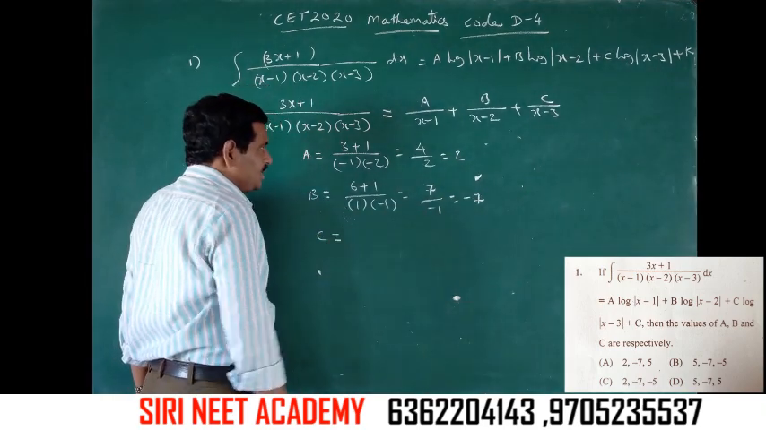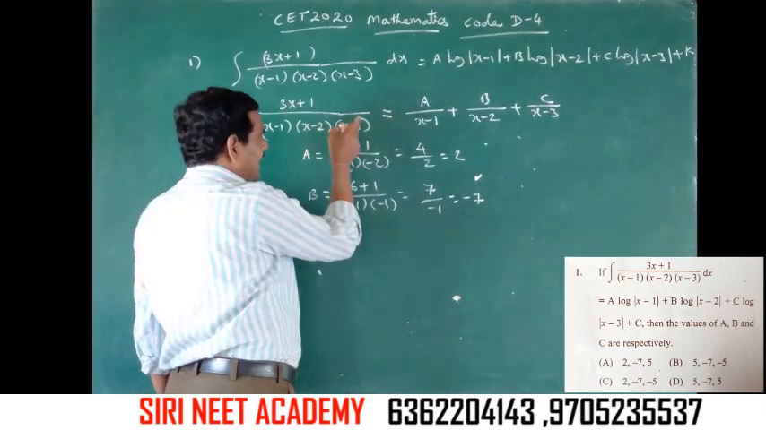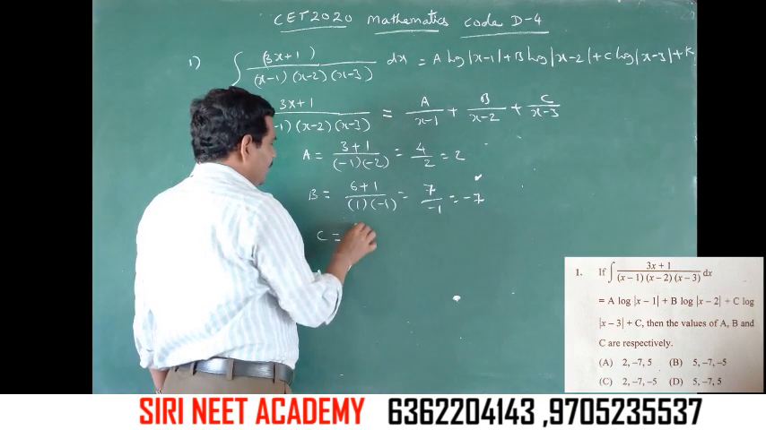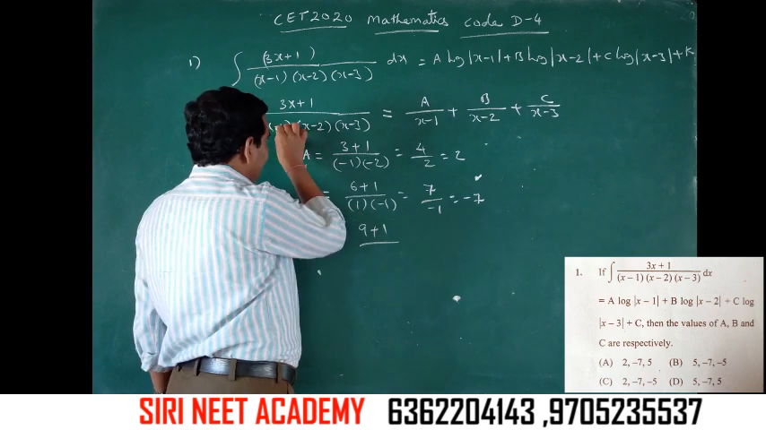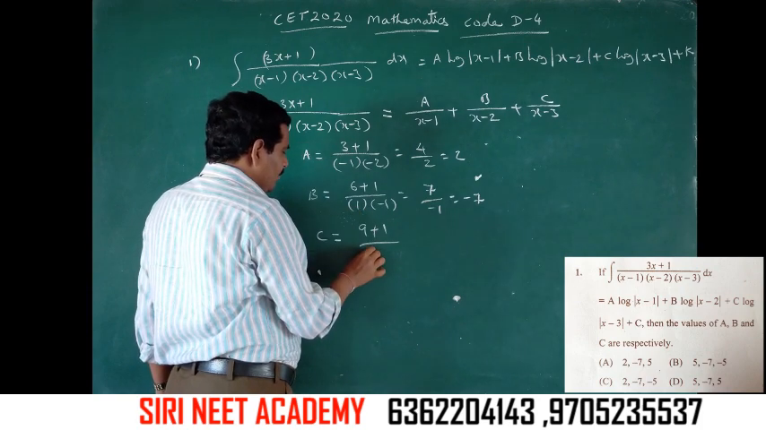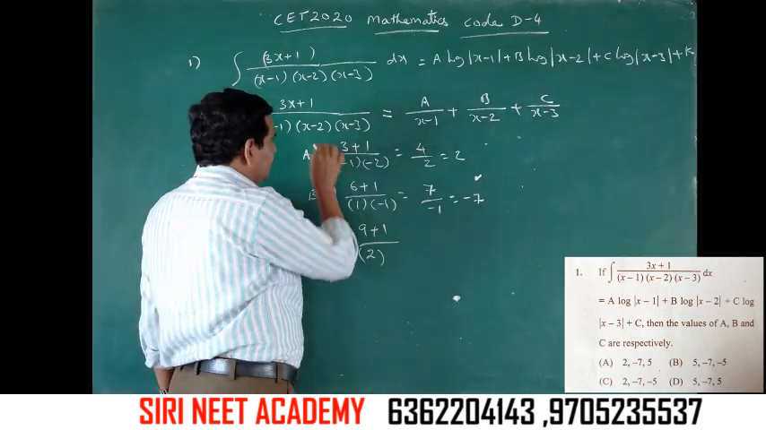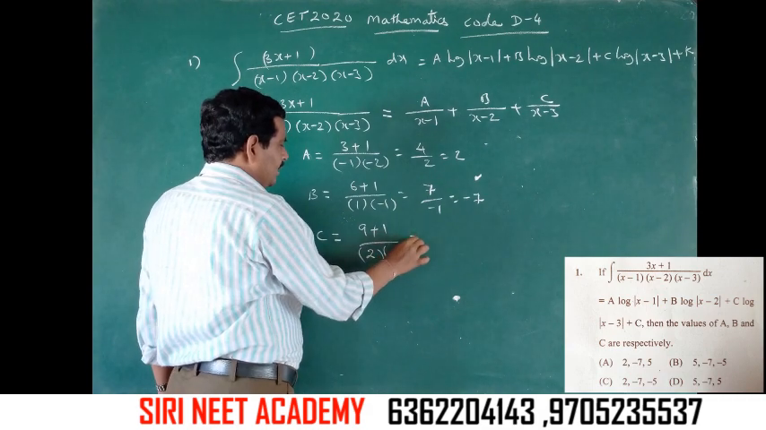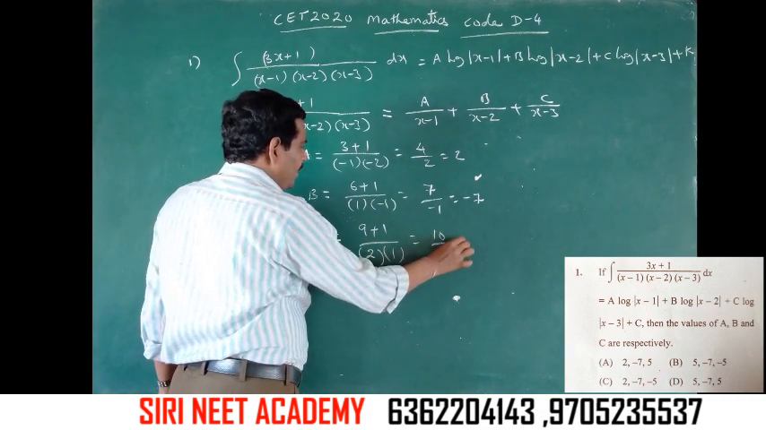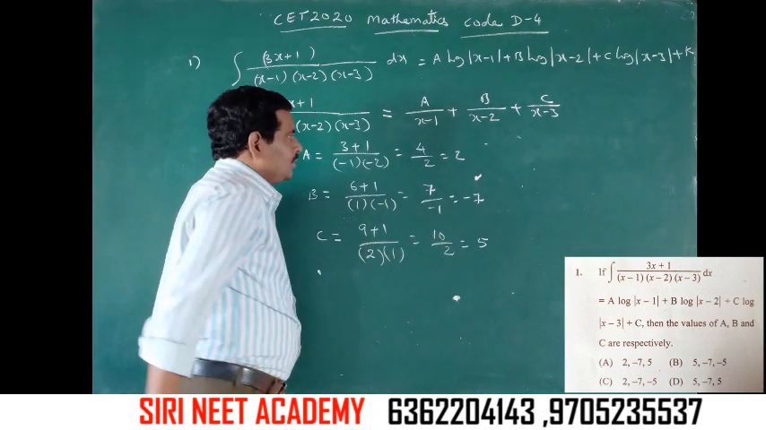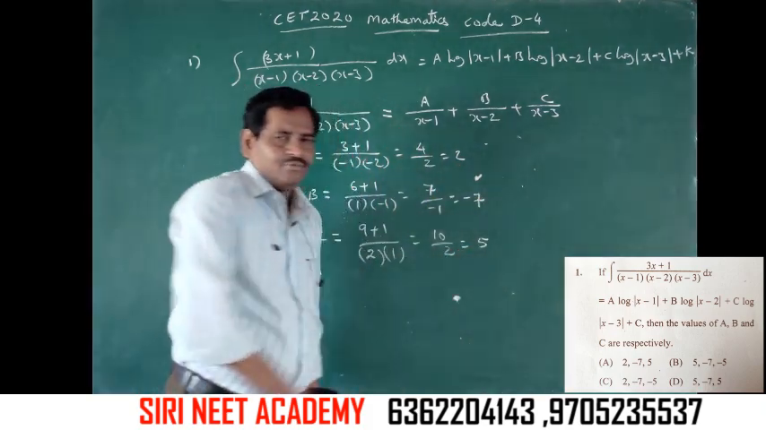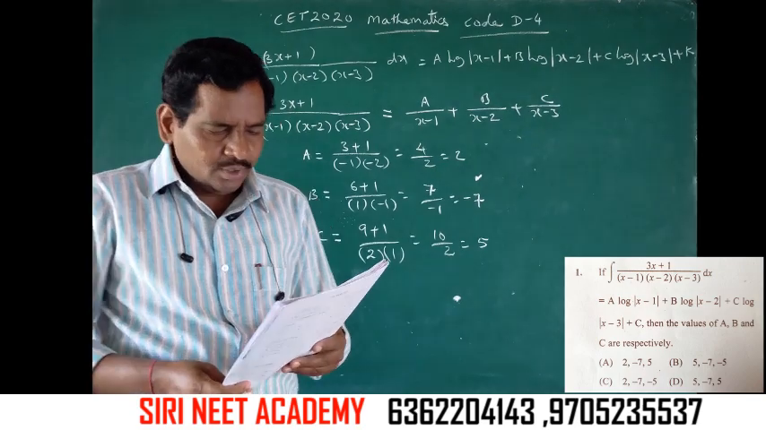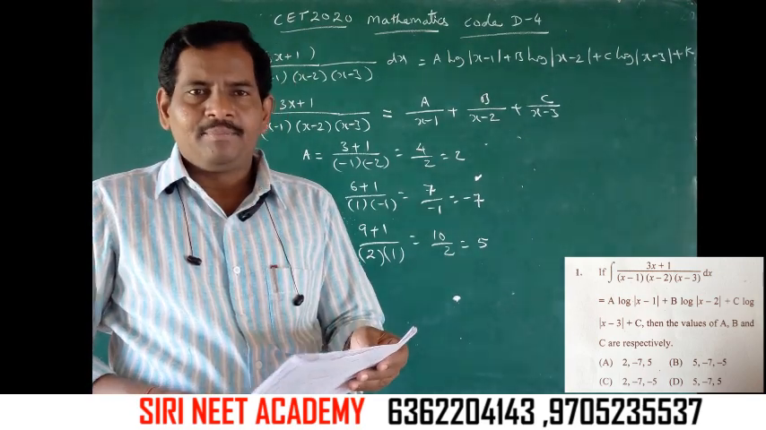Similarly, to get the value of c, substitute x = 3 except at x - 3. So 3 into 3, 9, plus 1, 10, divided by (3 - 1), 2, into (3 - 2), 1. That is equal to 10 divided by 2, that is 5. So the values of a, b, c are 2, -7 and 5. So the option is A, the first option.